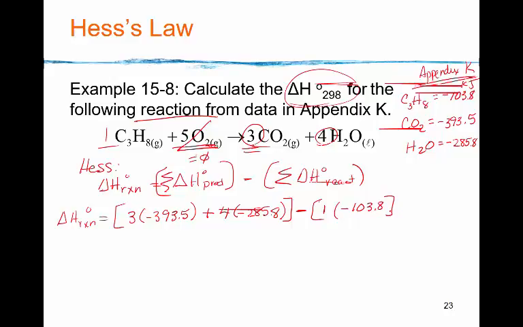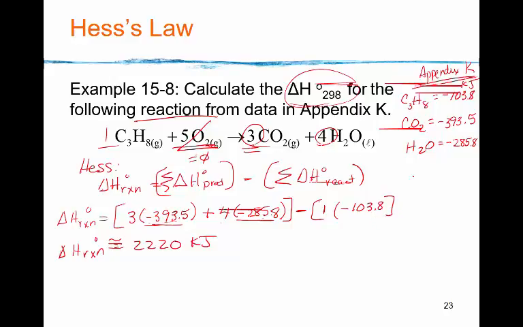When we do the math, delta H reaction is going to equal approximately, and I'm rounding, 2220. I got 2219.9, so I'm saying 2220 kilojoules. Now what's the sign on it? These were negative. This was 3 times this number and 4 times that number added together. They were both negative, and then minus a negative number, so you added that.